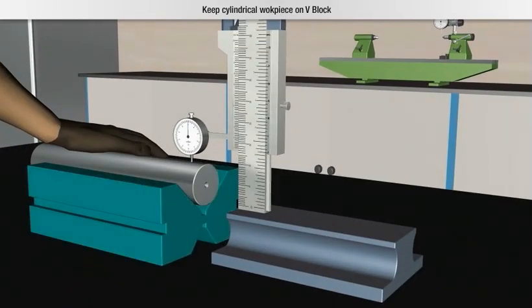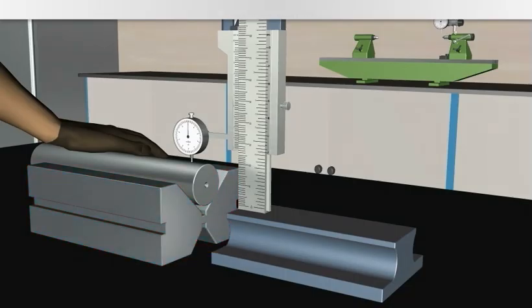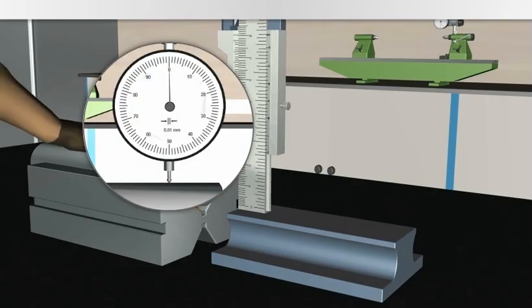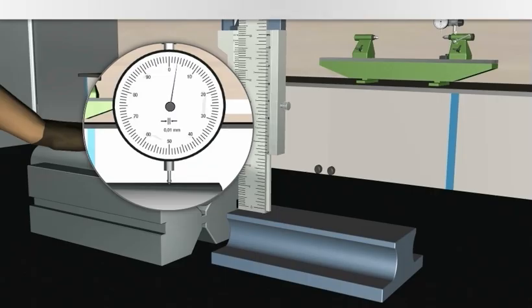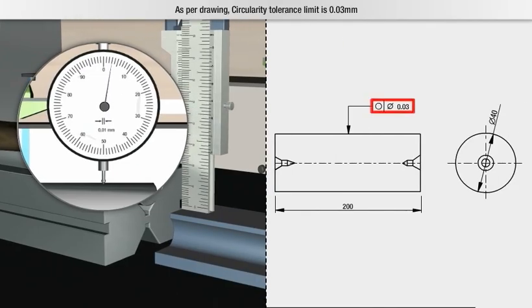First, keep cylindrical workpiece on V block. Now, keep plunger dial on the surface of workpiece. Rotate this workpiece on V block. Reading on plunger dial is varying between 0 to 0.03 mm. As per drawing, circularity tolerance limit is 0.03 mm. So, you can conclude that circularity is within tolerance limit.